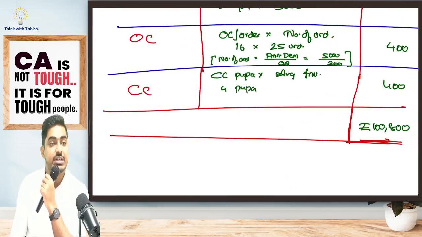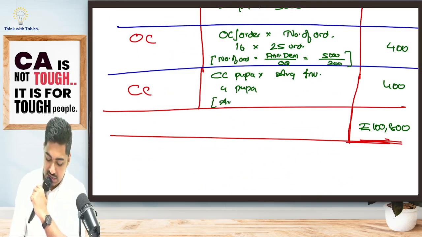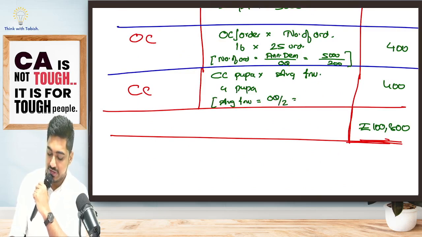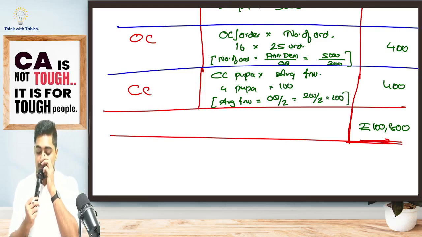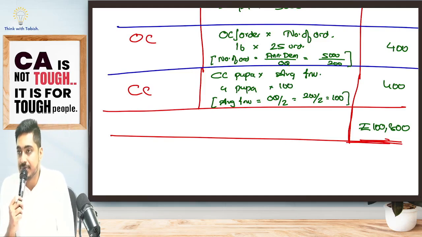Do I know my average inventory? No. But can I calculate? Yes. Average inventory is ordering quantity divided by 2. How much I am buying? 200. So half of that is going to be 100. 4 into 100 is 400. My total cost is 1 lakh 8,000. Sorry, 1 lakh 800. Is this clear, everyone? Perfect.